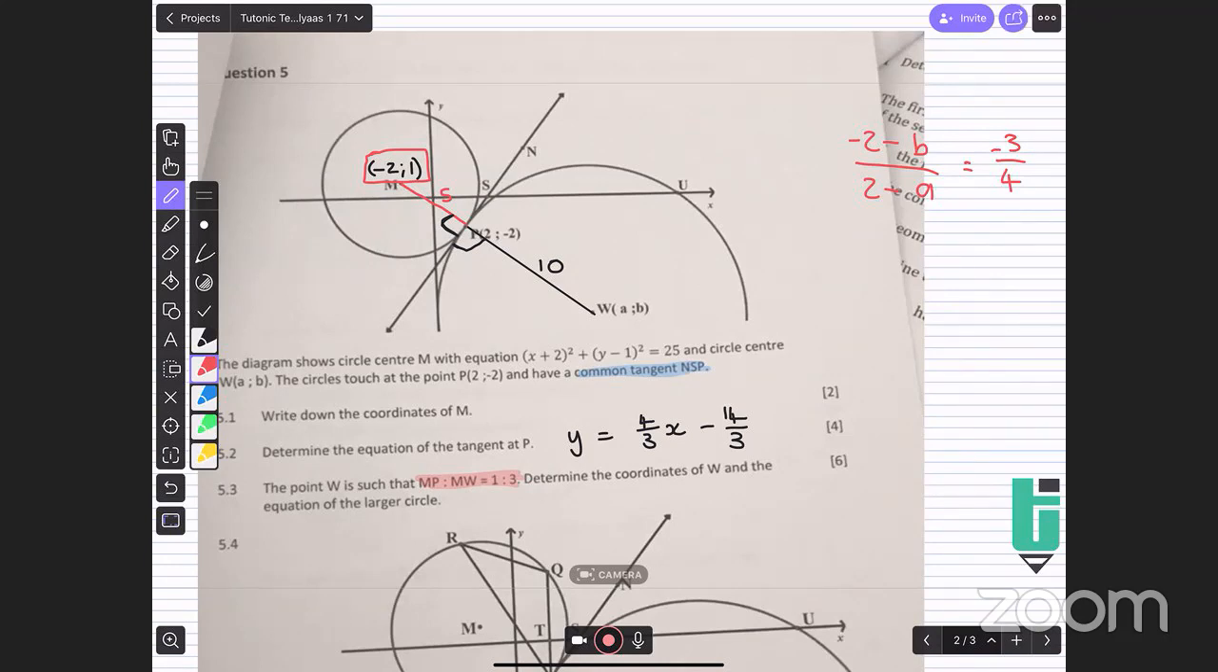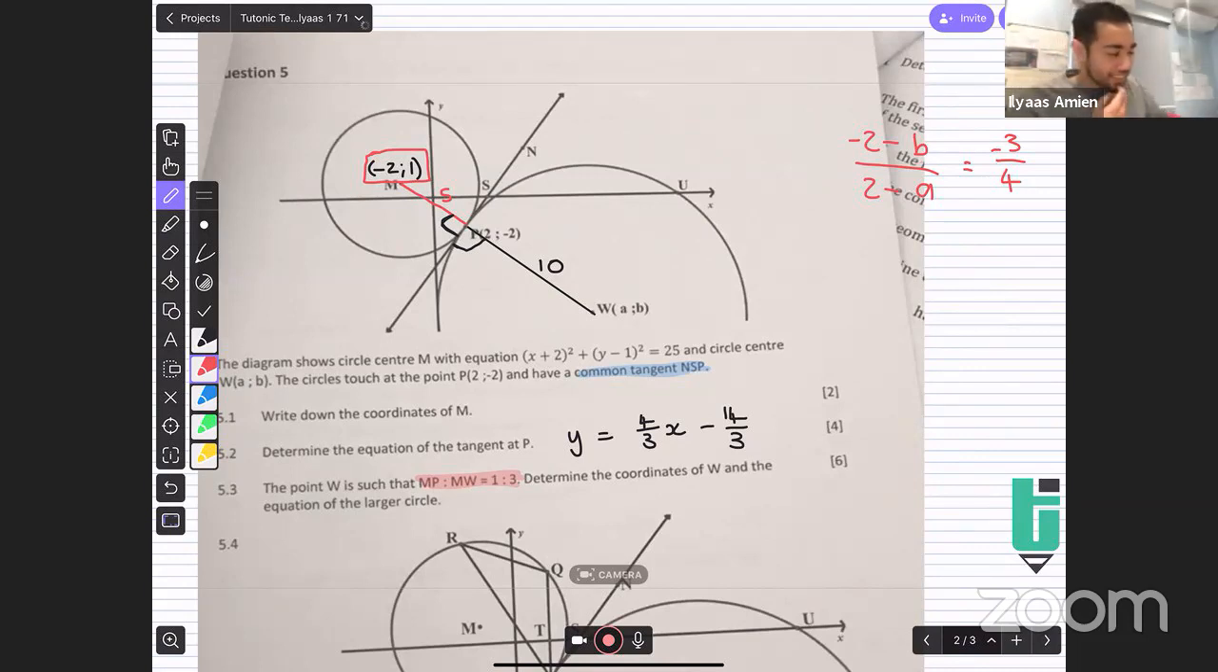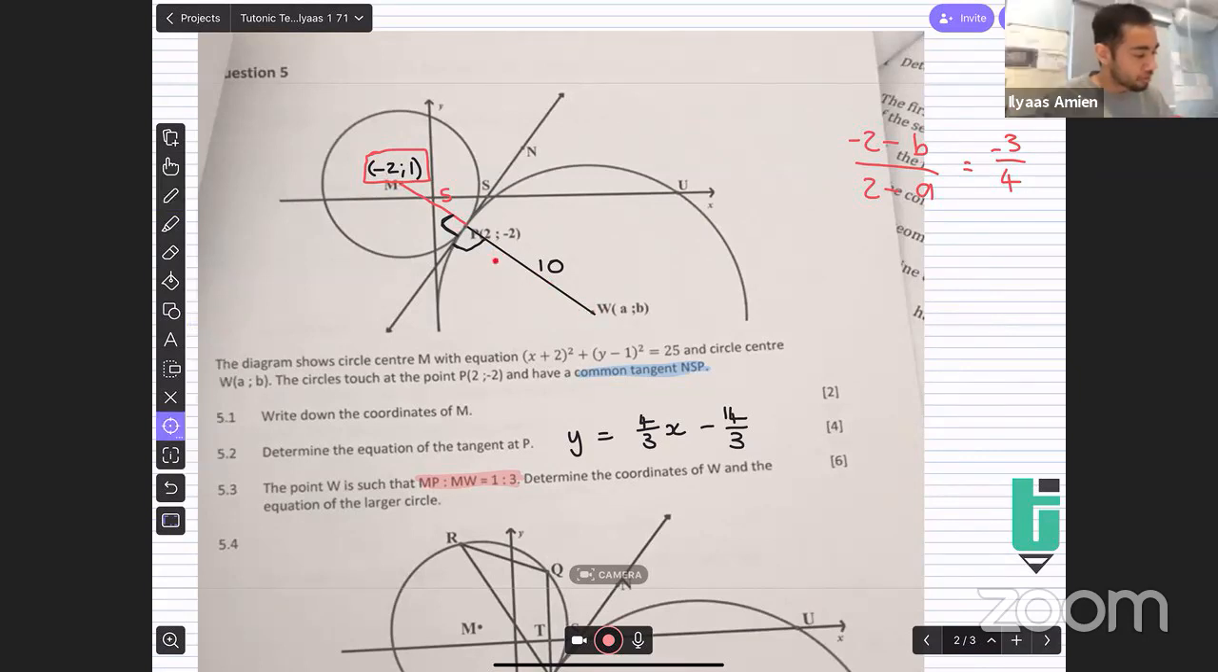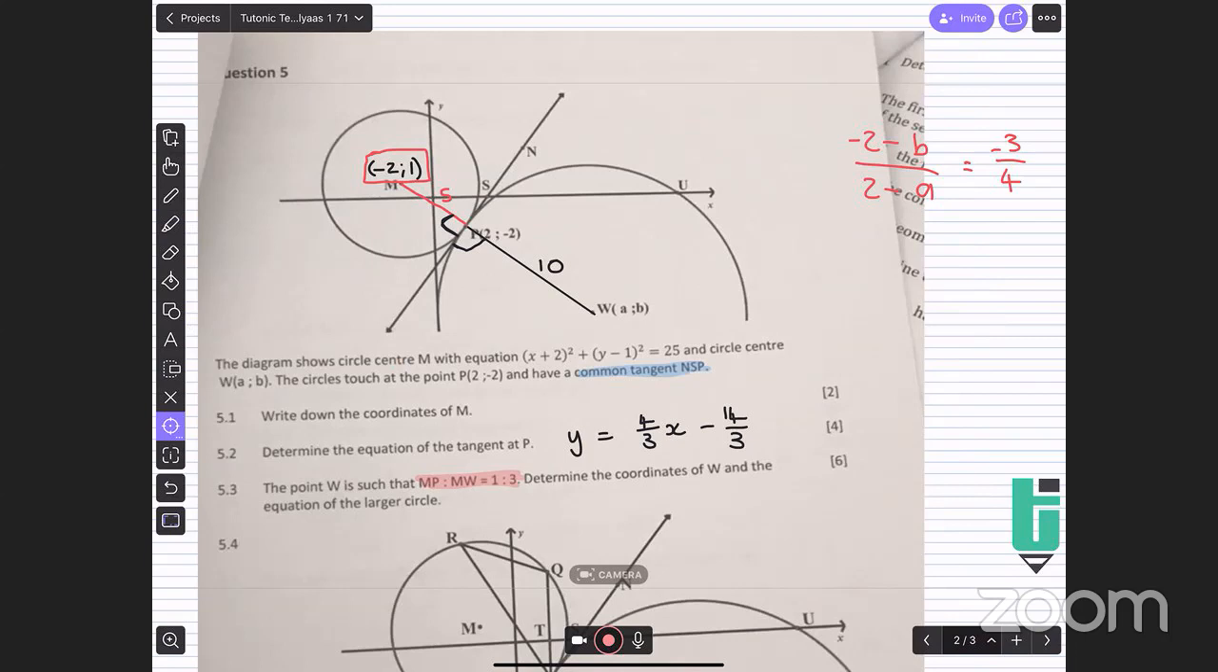The equation of the tangent. The equation of the circle. There is an easier way actually than doing the gradient. Do you agree that W lies on this line? Because the lines are intersecting. Yes, W lies on this line. What's the equation of this line? Y is equal to 4 over 3x minus 14 over 3.